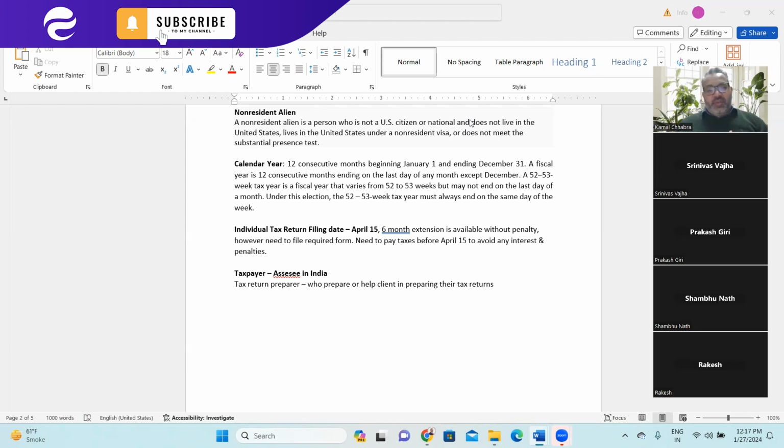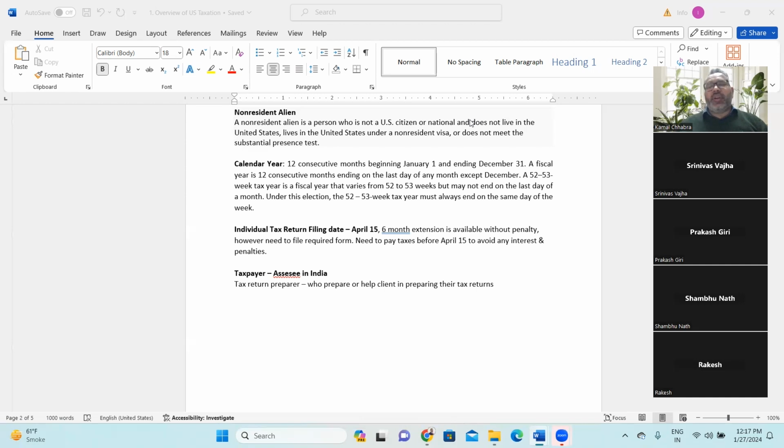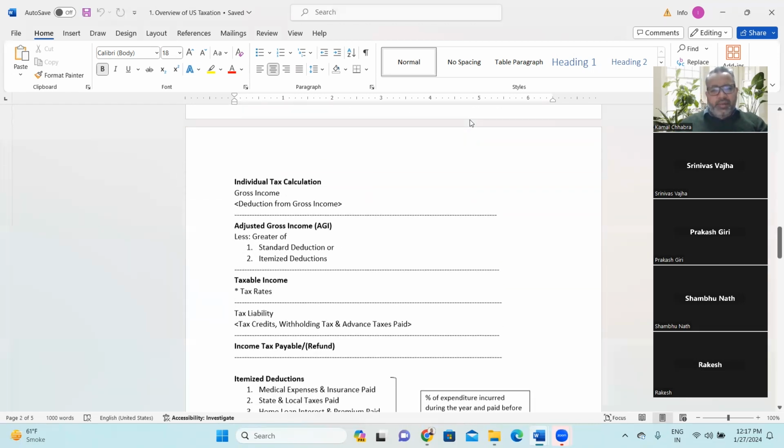Next is the individual tax return filing date, which I said is 15th April, and a 6-month extension is available without penalty, but that is for filing the tax return, not for the payment of taxes. If any taxes are due, you need to pay them before 15th April to avoid any interest and penalty. And in India, we call it assessee, in US, we call it taxpayer. That terminology is different, which we will be going through.